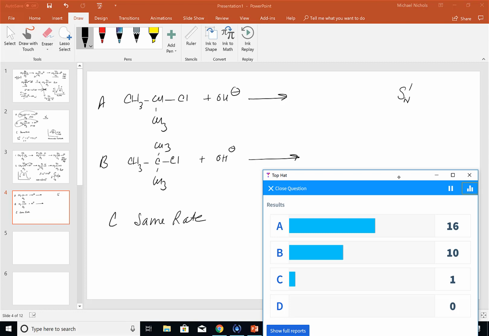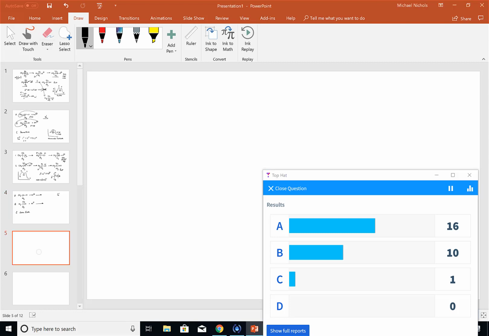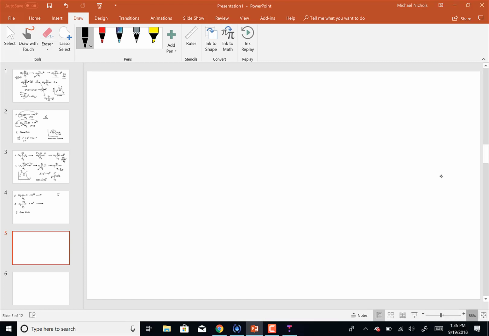Okay, and we haven't done this yet, so it's just kind of getting an idea of how good your gut instincts are. They're about 50%, a little less than 50%. But here's what we have to think about. So what we have to think about is the following. What's called the Hammond Postulate.